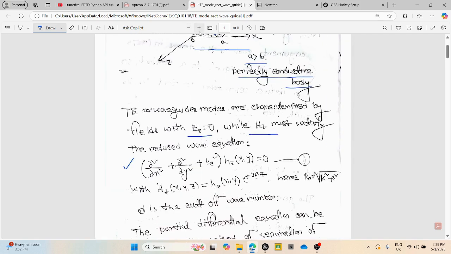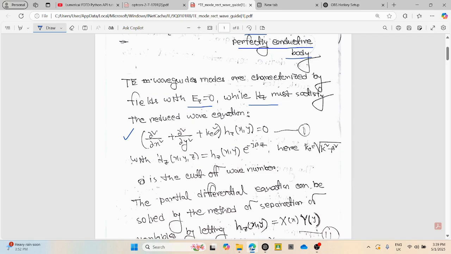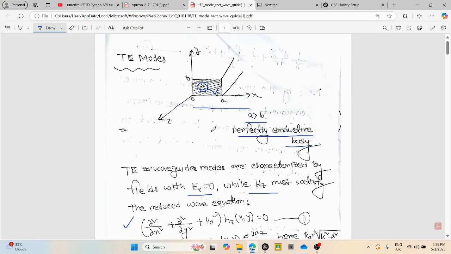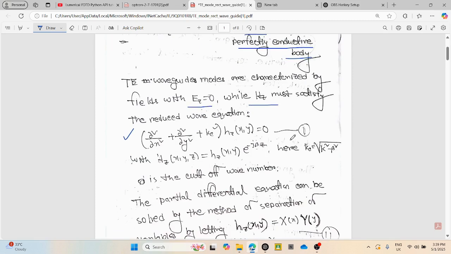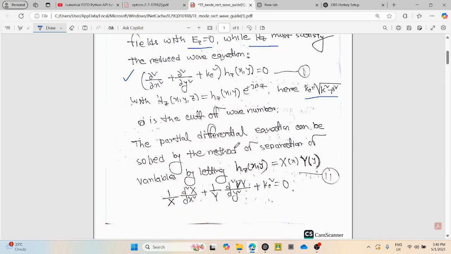And here is the reduced wave equation: del square by del x square plus del square by del y square plus kc square, Hz is a function of x, y. Here the wave is propagating in the z direction, and kc is the cutoff wave number defined as root over k square minus beta square. Now the partial differential equation can be solved by the method of separation of variables. For this, we will write the function Hz of x, y in terms of x and y variables.